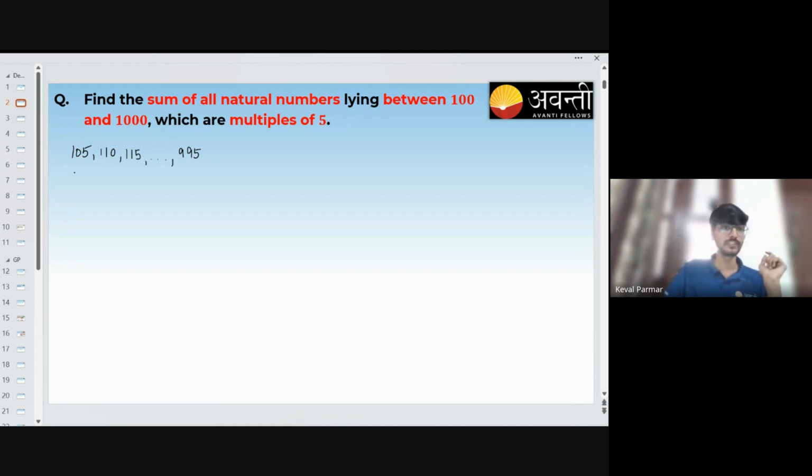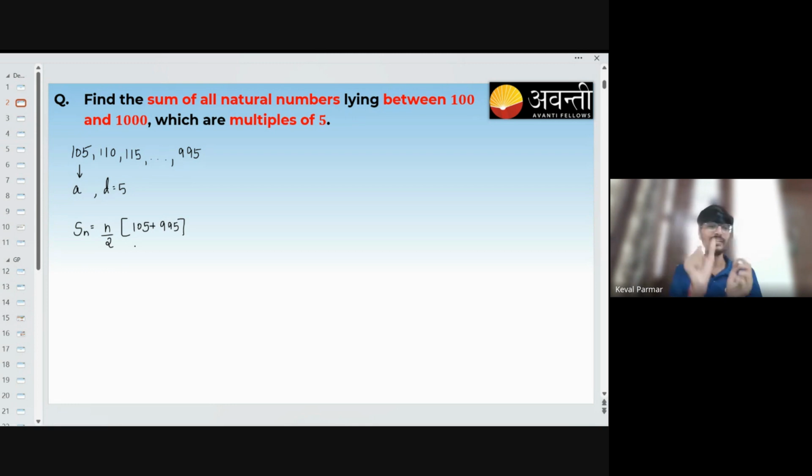So what is the first term? This is the first term, and the common difference is 5. Correct? We have to find the sum, so we use the formula. Sn was n by 2 into first term plus last term. The first term is 105, plus the last term, which is 995. Now we still require n.